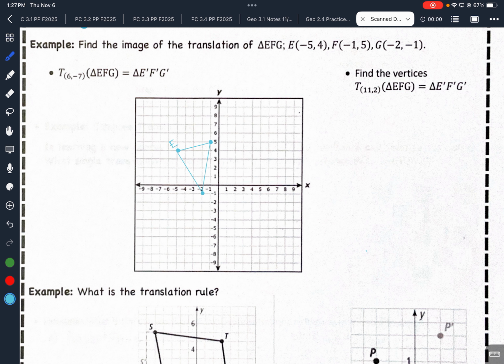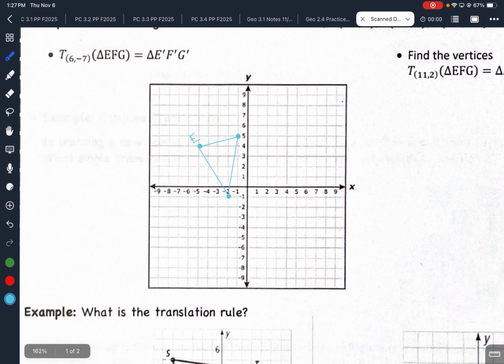Is that too thin to see? It probably is.